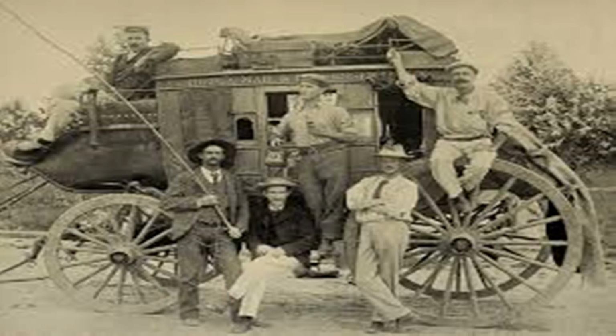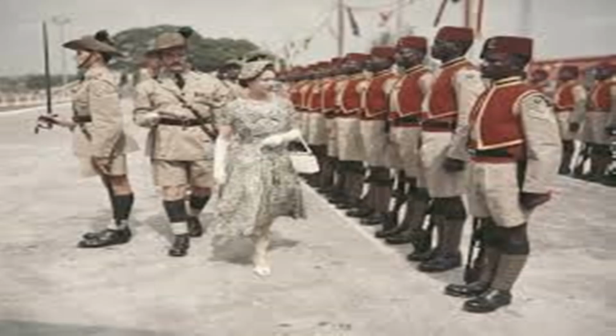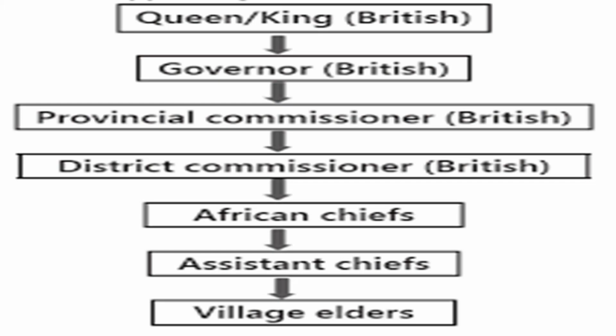In Form 3, we have things like the establishment of colonial rule in Kenya, the reasons that attracted the Europeans to come to Kenya and establish their colonialism. Then we have colonial administration, the structures, the functions, from the colonial secretary to the governor to the provincial officers and so on. Those are the structures that they had established in Kenya.